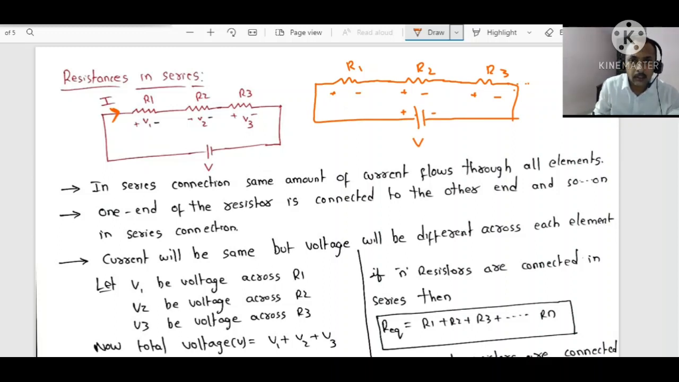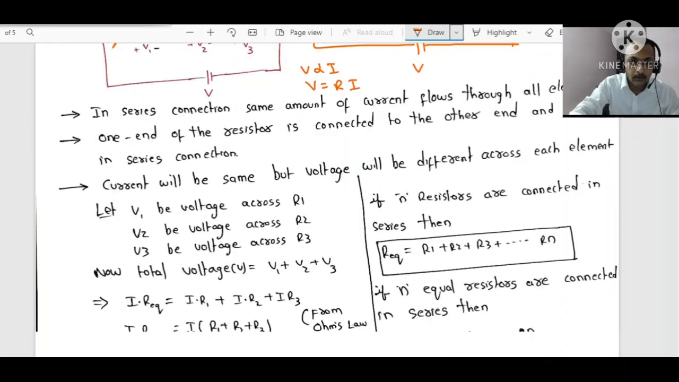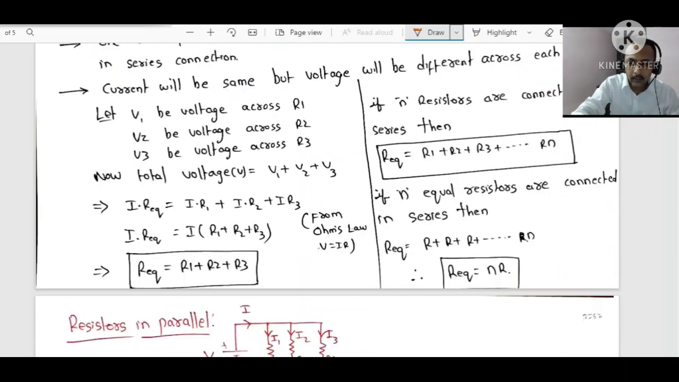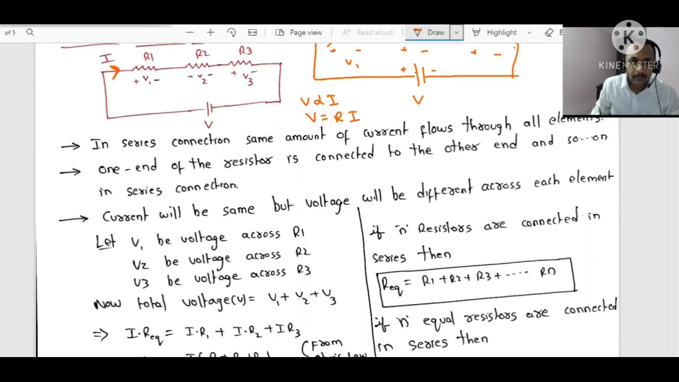One basic rule is that the same current flows through all the resistors. In a series connection, what will be the same? Current will be the same. Now from Ohm's law, we have already discussed V is directly proportional to I, and V equals R I. From Ohm's law, what about the voltage across R1? Let the voltage across R1 be V1, across R2 be V2, and across R3 be V3. Now if you observe, the voltage across R1 is I1 into R1, and also you apply KVL to the loop.